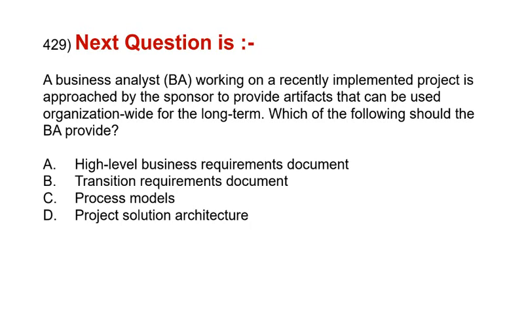Question is, a business analyst BA working on a certain recently implemented project is approached by the sponsor to provide artifacts that can be used organization-wide for the long term. Which of the following should the BA provide? Option A, high-level business requirements document. Option B, transition requirements document. Option C, process models. Option D, project solution architecture.